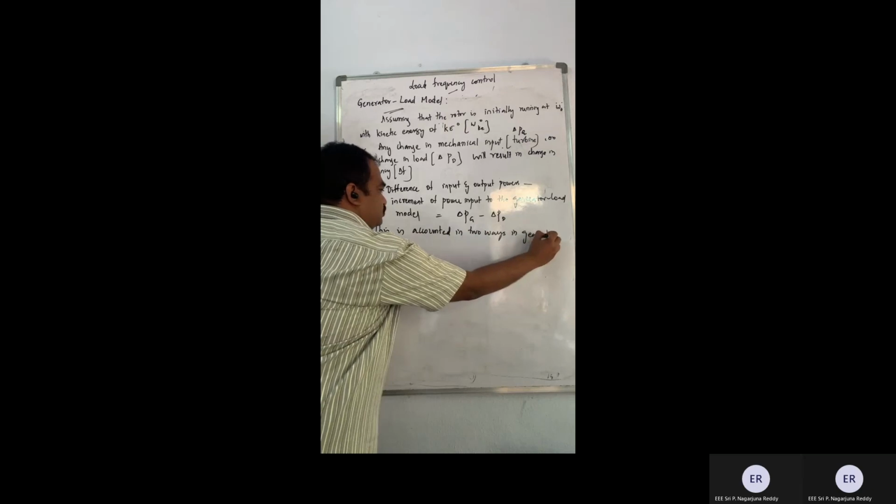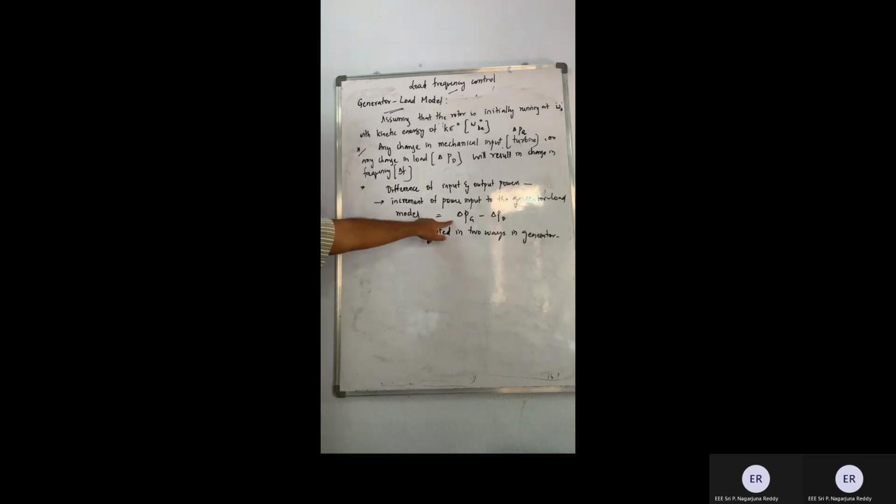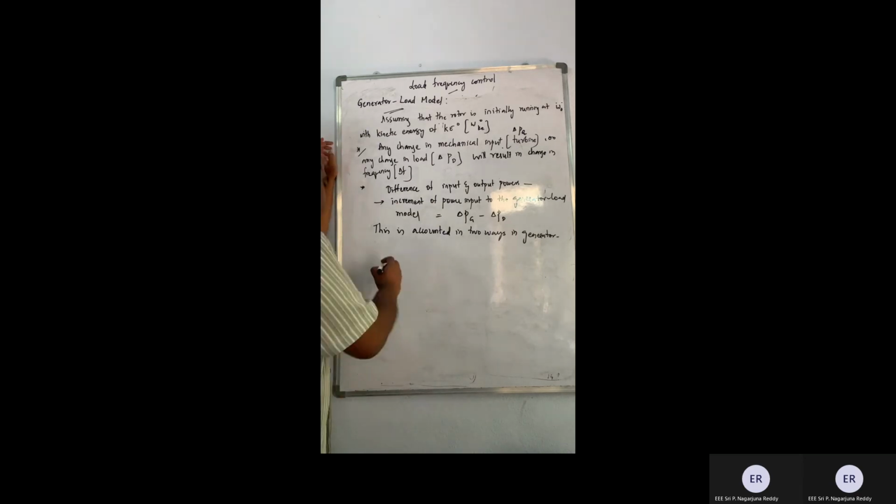This is accounted in two ways in general. So, what are the two ways in which this particular power input is accounted for? That we are going to see now. First, let us go with the first one.